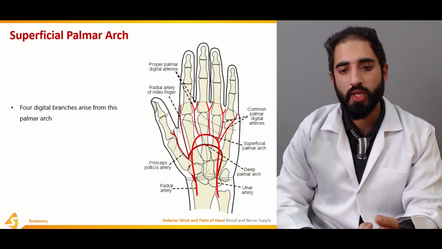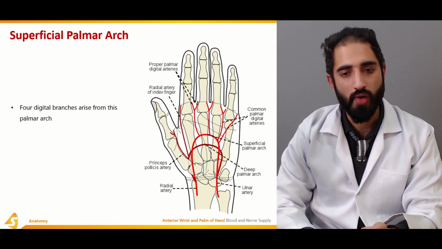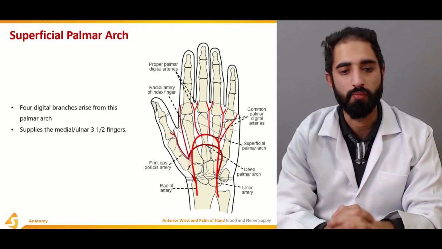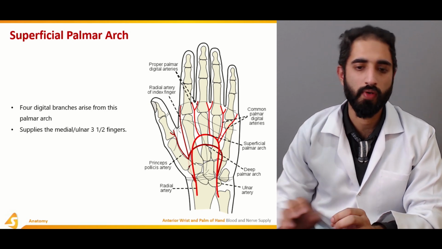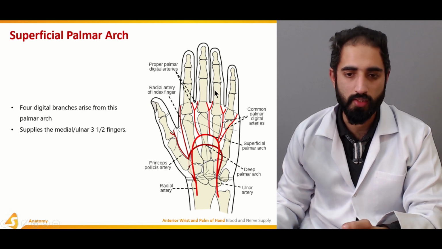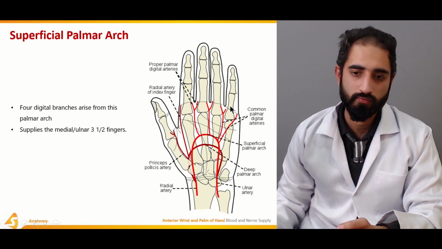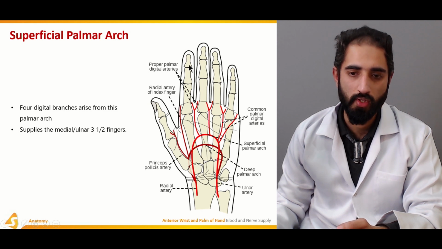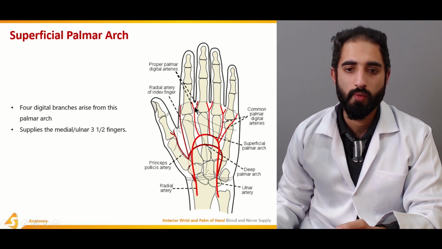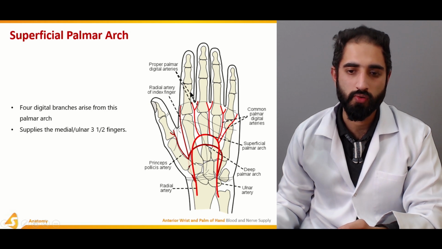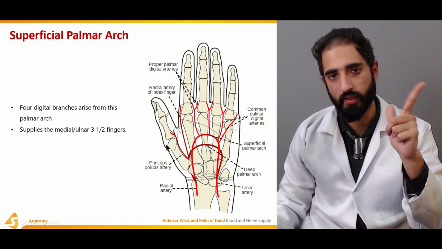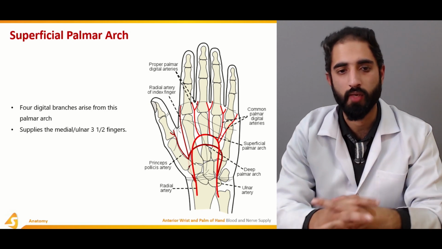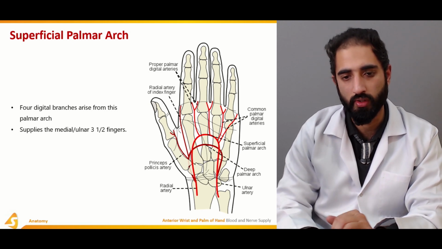On the other hand, it also gives four digital branches which arise from this branch, and this supplies the medial or the ulnar 3.5 fingers. So medial or the ulnar, which means these are the 1, 2, 3.5. So these are actually the proper palmar digital arteries which supply the medial 3.5 or the ulnar 3.5, not the lateral 1.5, which is the thumb and the index finger. So this 1.5 is not supplied by the superficial palmar arch digital branches.